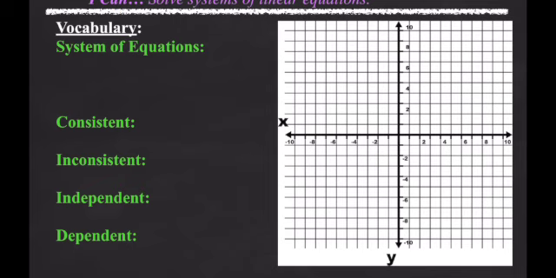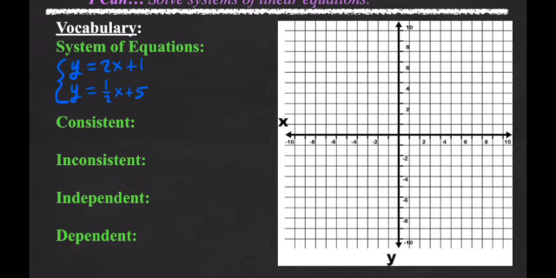Let's say we have, for instance, y equals 2x plus 1. That's not a system of equations because that's only one equation. Now, if we take another equation and want to compare the two equations, so for instance, y equals, let's say, 1 over 2x plus 5, now we have ourselves a system because we have two equations that we are trying to compare to see if they have anything in common.